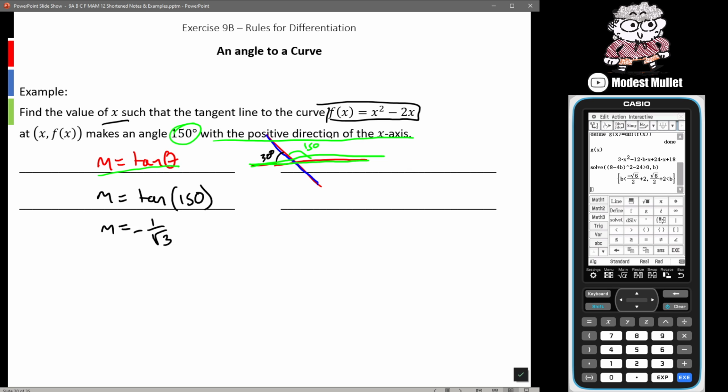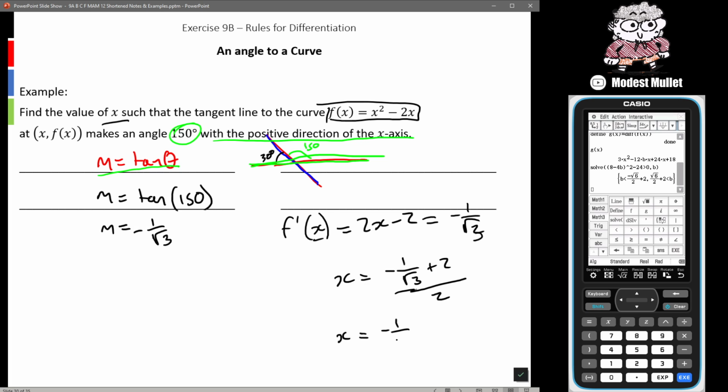We're told that's the function. So if that's the function, then f dash of x is going to be equal to 2x minus 2. And we need to know x occurs when that is equal to negative 1 on root 3. So you just solve, which we did in class. You get x is equal to negative 1 on root 3 plus 2 all divided by 2, same as x is equal to negative 1 on 2 root 3 plus 1.